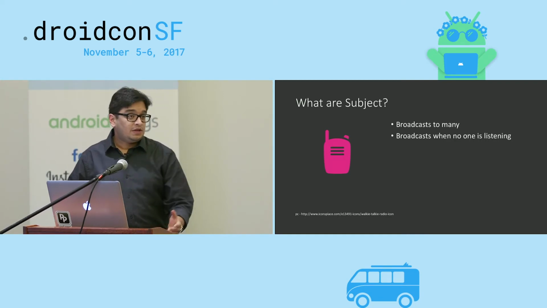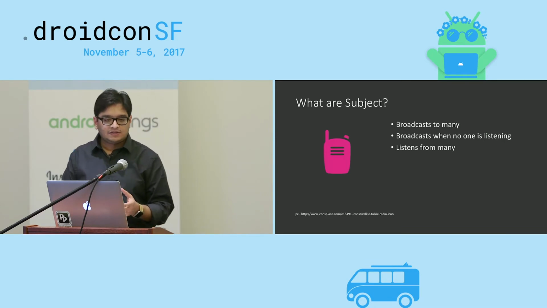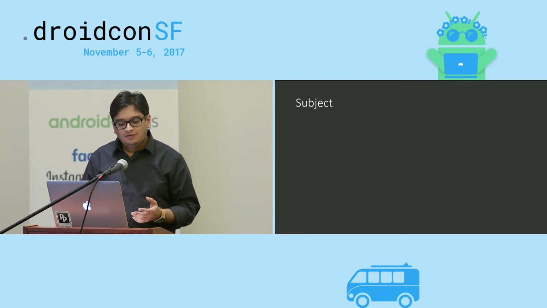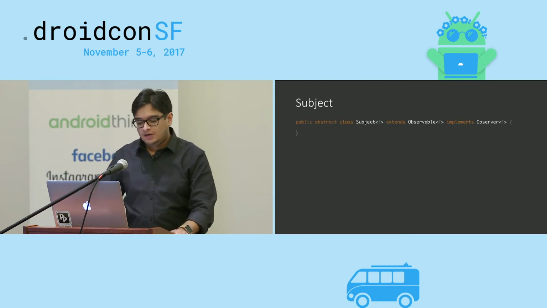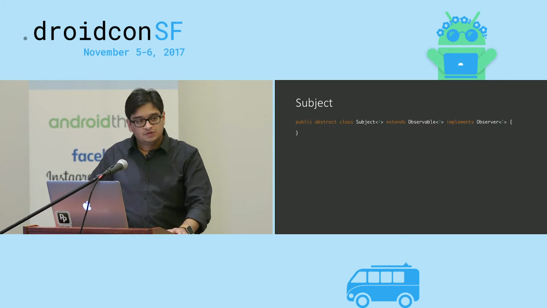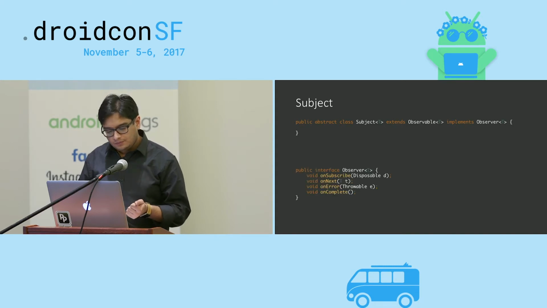They can broadcast when nobody else is listening, and they can listen from many different participants in the same channel. So that's what subjects really are. If you look at this, they are an observable as well as an observer. And how is that possible, right? So that's the code. Subjects basically extend observable and eventually implement observer, and that's how they get both the roles of being an observable and an observer.